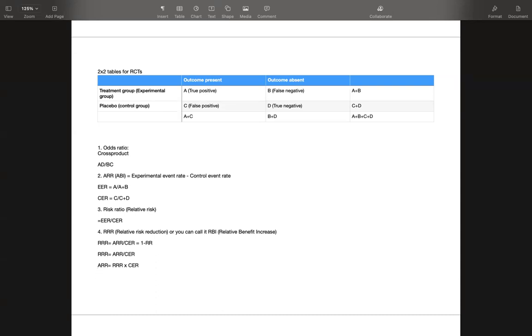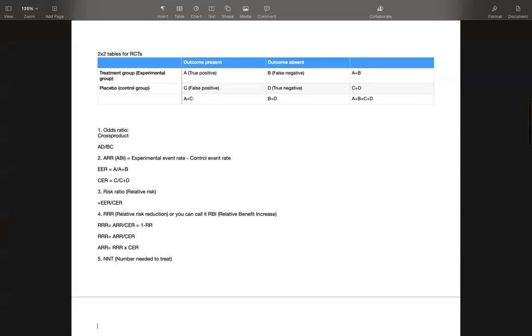Now we have another thing which we can find out for RCT, and that is NNT. This is Number Needed to Treat. Simply, the formula of NNT is 1 divided by ARR. NNT is 1 by ARR.